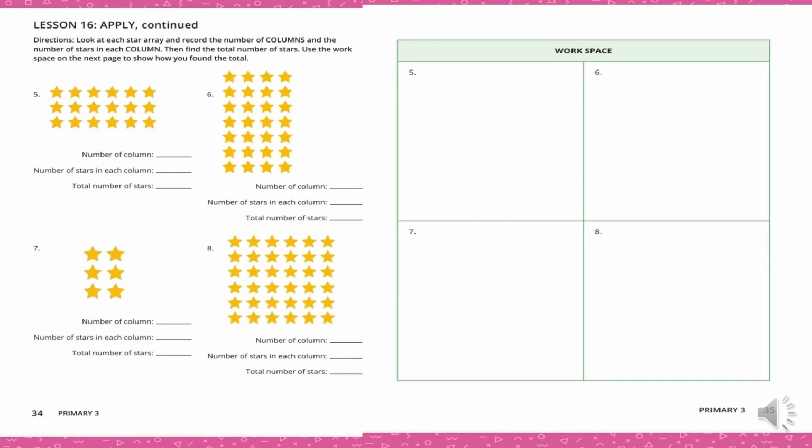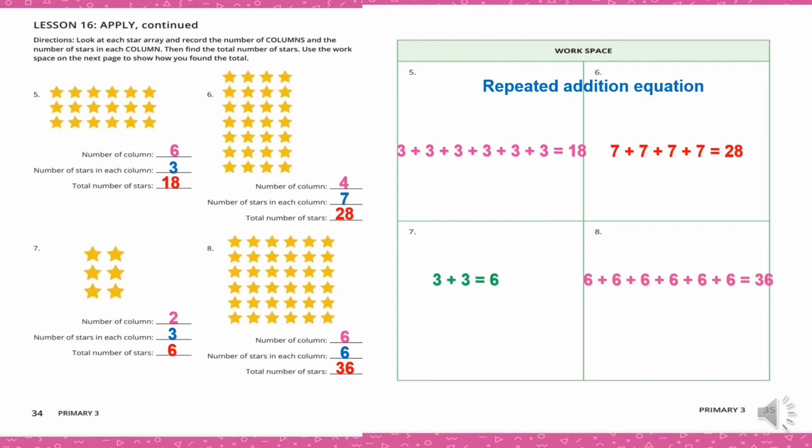Here in this page, it's like the previous one, you can complete it by yourself. Okay. The challenge part. Choose an array from the apply activity if each star costs 2 LE. How much would it cost to buy the whole array?